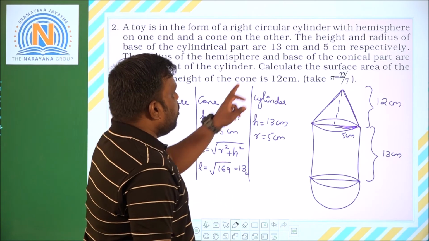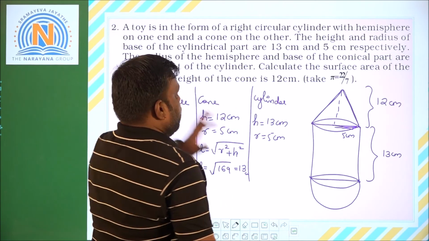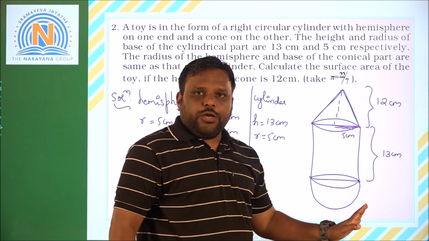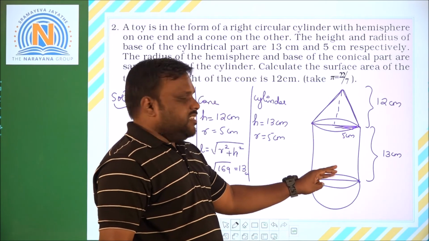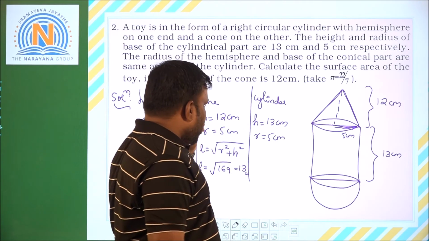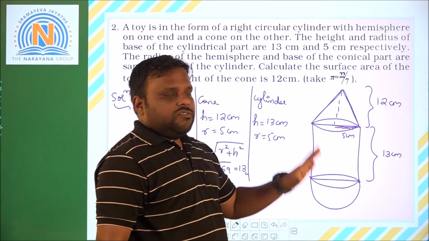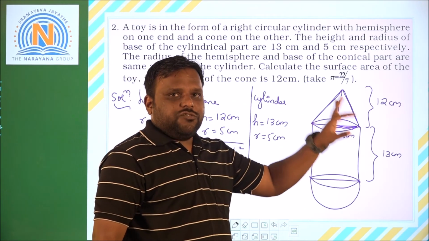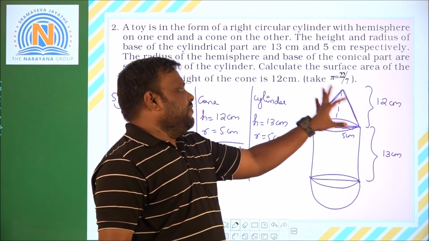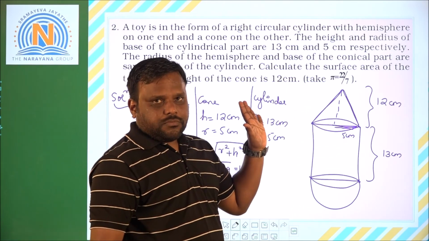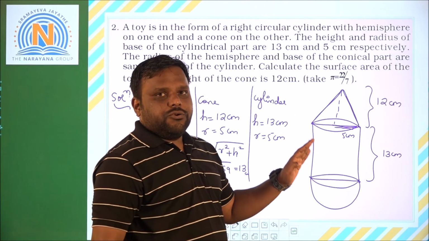Now what you have to find out? Calculate the surface area of the toy. To calculate the complete surface area of the toy, here I have three parts: cone, hemisphere and cylinder. So what I will do, I will find out the CSA of each one individually. Then finally I have to add them. This is the step I am going to do in this.